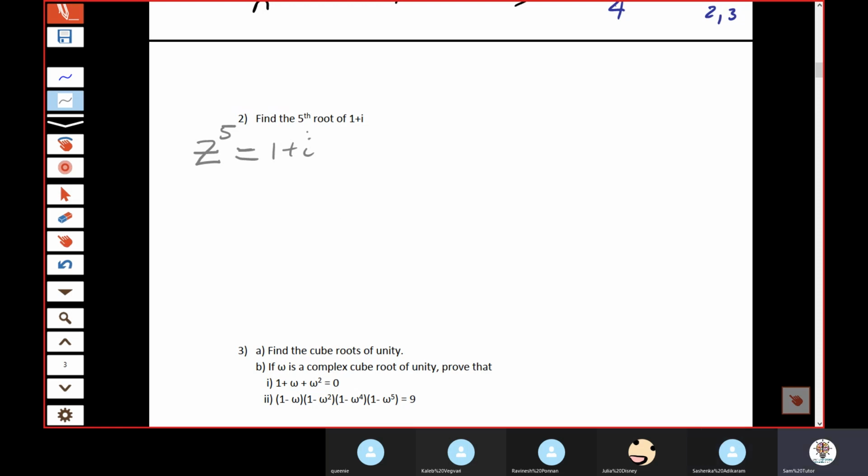I know it's a funny one, isn't it? You've got to get used to that. Find the fifth root doesn't mean actually fifth rooted. It means z to the 5 equals 1 plus i, and you've got to find the 5 roots. Okay, what's step 1?